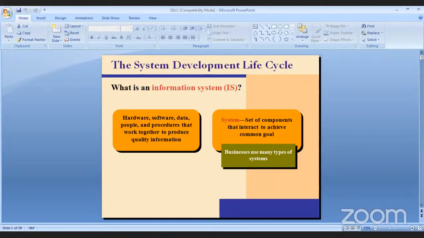Is my slide visible? No, sir. Slide is not visible. Yes, sir, visible. Am I audible? Yes, sir. I have not changed. This is my second slide. This is my first slide.